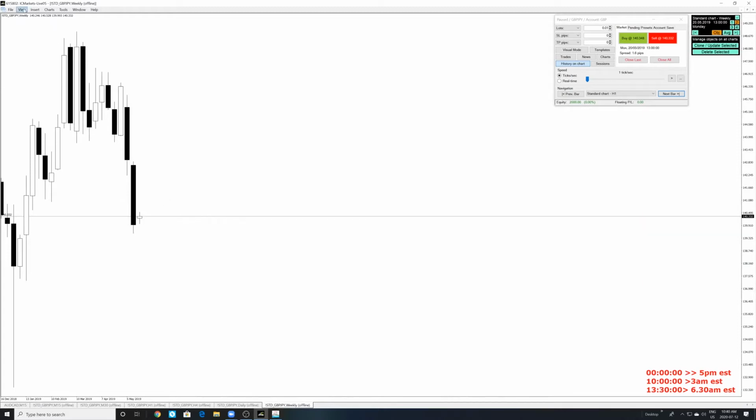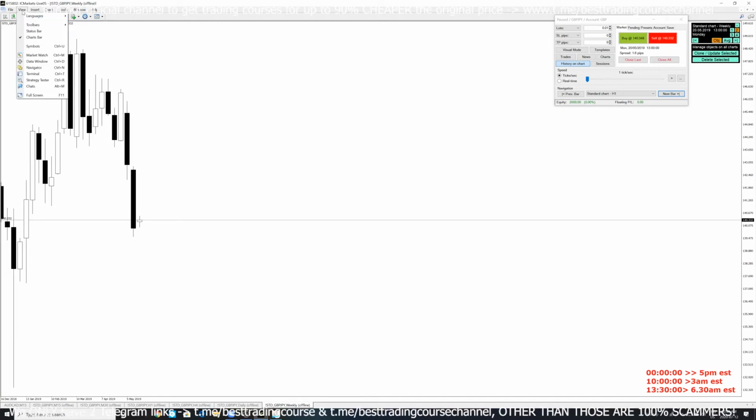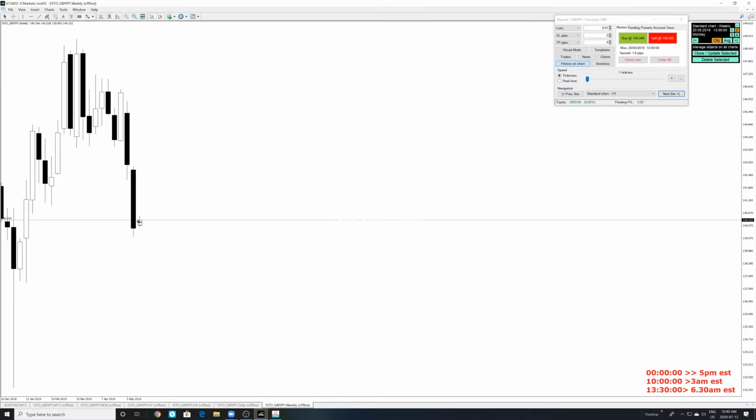So now if we're looking at the weekly, let me just bring my toolbars up. I think these are going to be charts. Oh, no, I think it's going to be line studies. No, view toolbars, line studies. Okay, perfect. So this previous weekly candle came down. This weekly candle is about to start, so we're not really sure what's going to happen at this point.